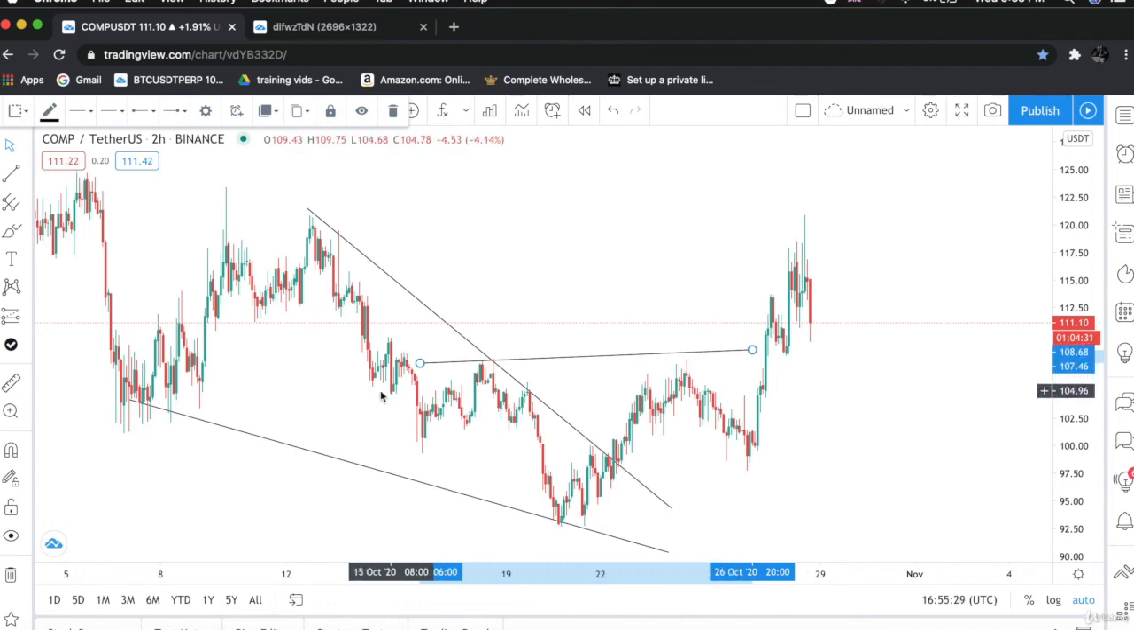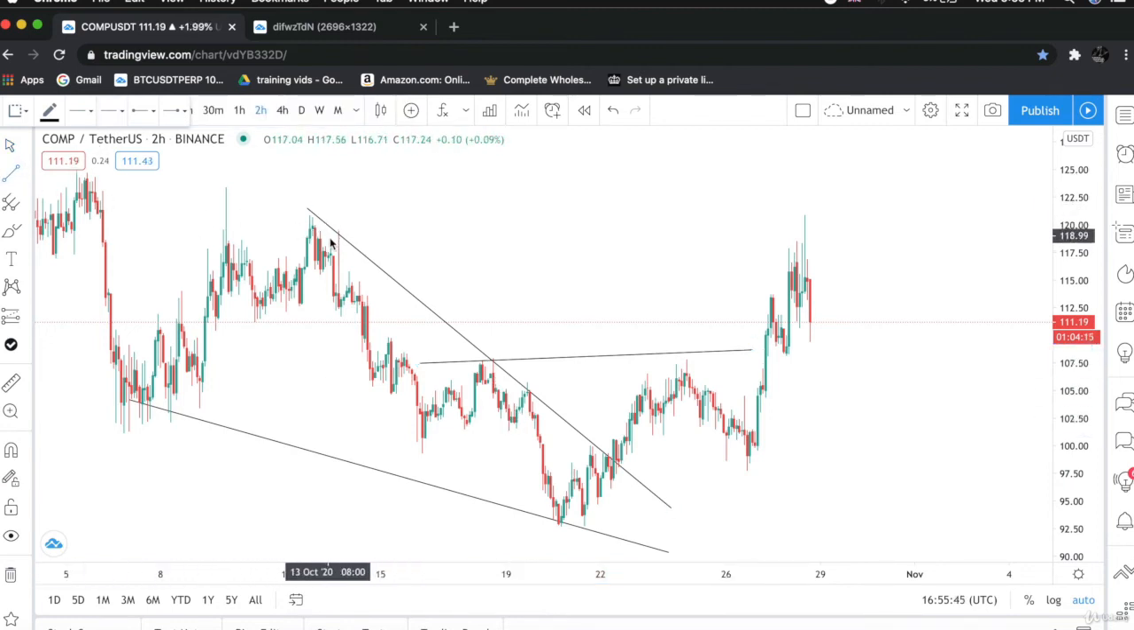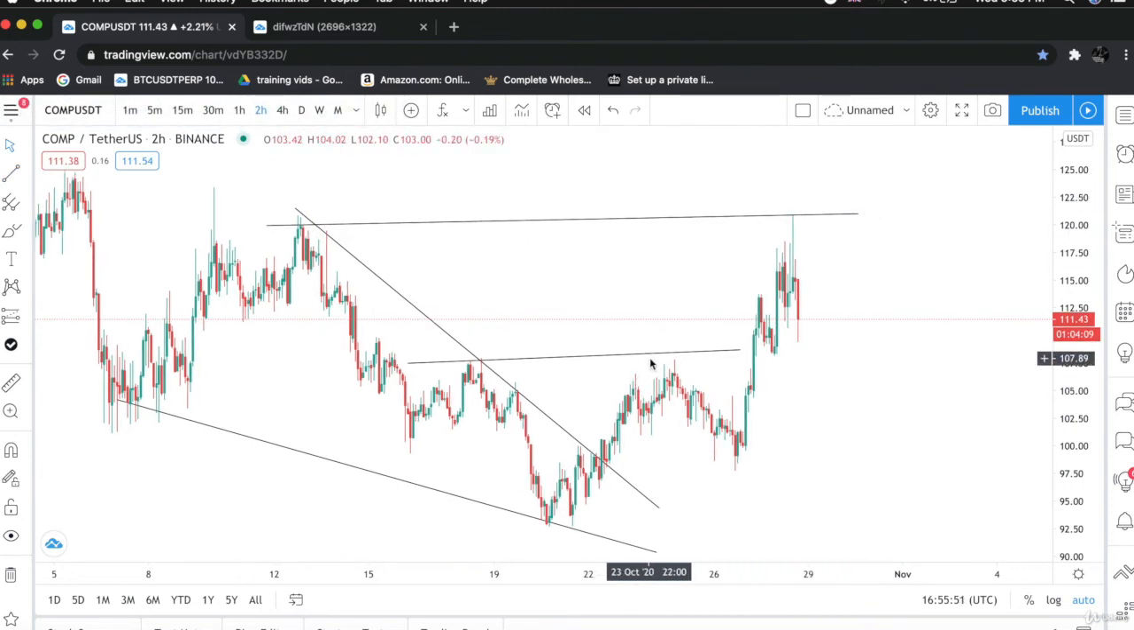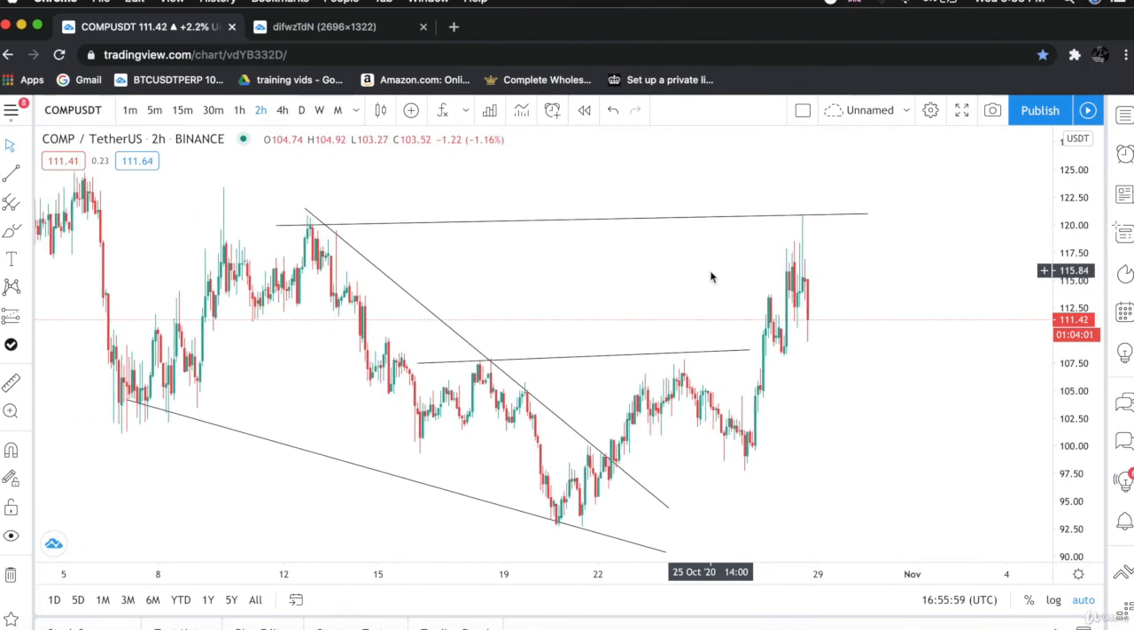The price went up towards this zone and rejected, which means that this is the resistance zone. And this is our second resistance zone, this one. These two zones would be our take profits. As you can see, take profit number 1 is hit and number 2 is hit. So that's how you trade the falling wedge pattern.